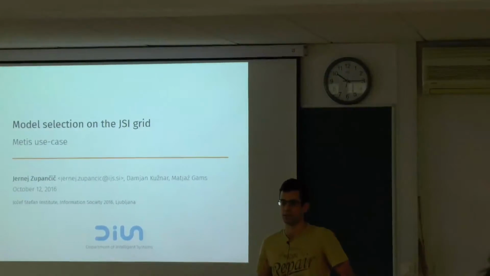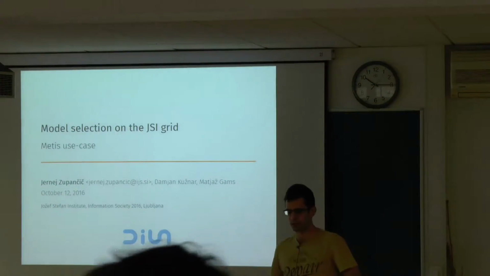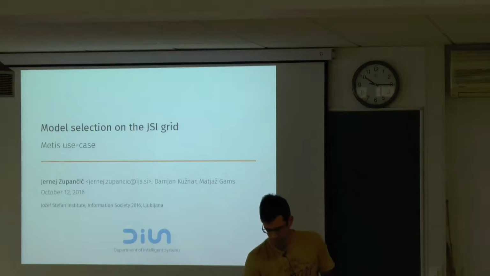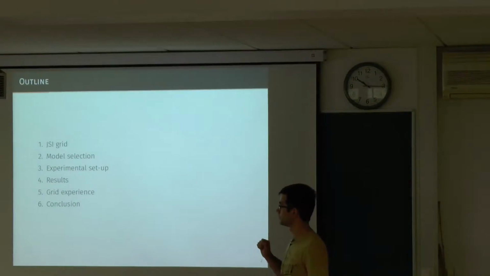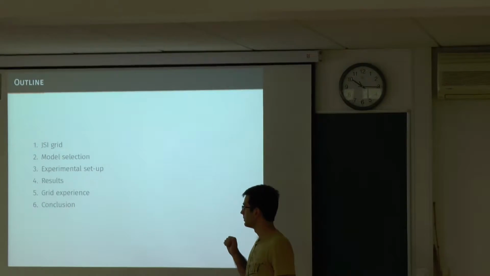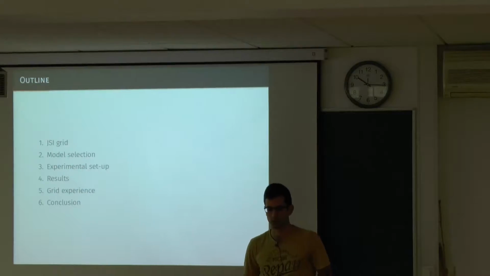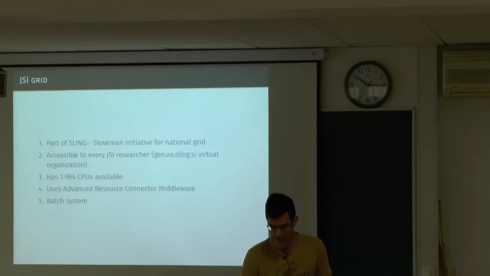The goal of the experiment was to test the newly available JSI grid on a common use case, which is a model selection use case. So this is the outline of the talk. I will quickly introduce the JSI grid. I will talk a little bit about the model selection, about the experimental setup, quickly go over the results, and talk about my experience at using the grid at the Jernej Zupancic Institute.